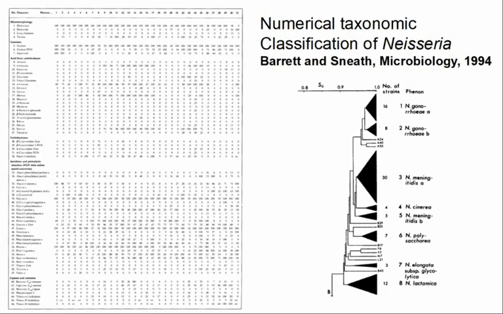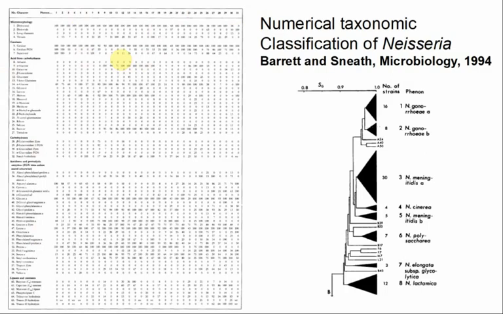So this is the table they have here. These are all the different strains of bacteria that they looked at, and these are all the different tests that they performed on all of them. They got all these results, put them into the algorithm, and got this kind of phylogenetic tree. So what's the result? It looks like Neisseria gonorrhoeae, the two groups, go together, and they're distinct from all the other ones.